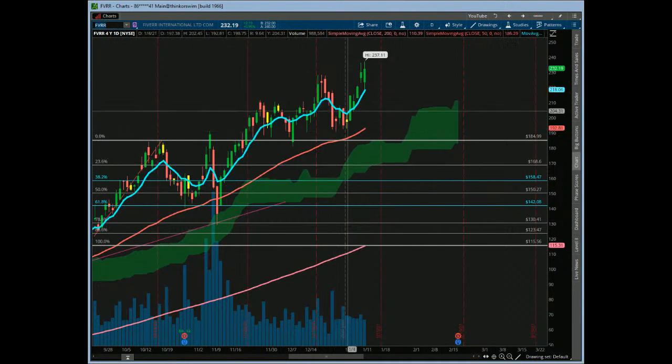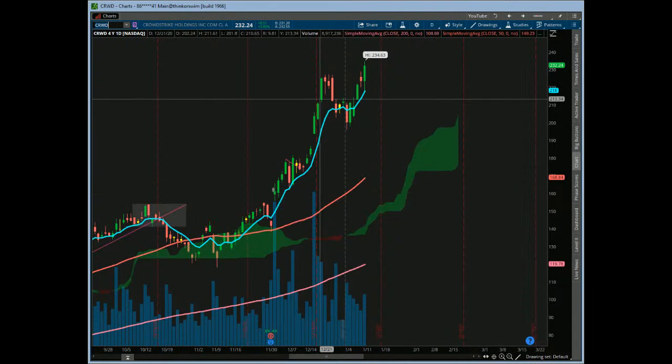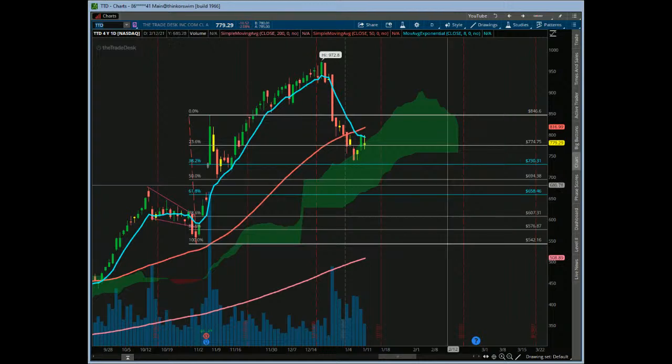Fiverr holding the ADMA on this one. Nice little engulfing candle on that one with fresh highs on Fiverr. CRWD, again, recent breakout move right here, pullback. Started to get strong again, gave a little push and got a little bit of follow through there, holding the ADMA on that one. TTD with an inside day today below the ADMA, so a little bit rough there on TTD.